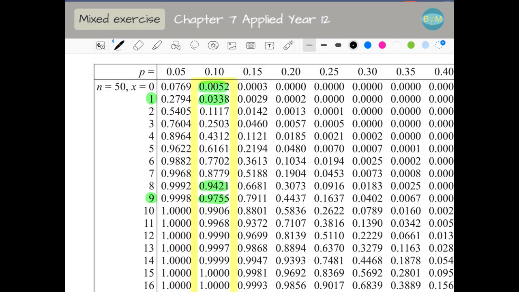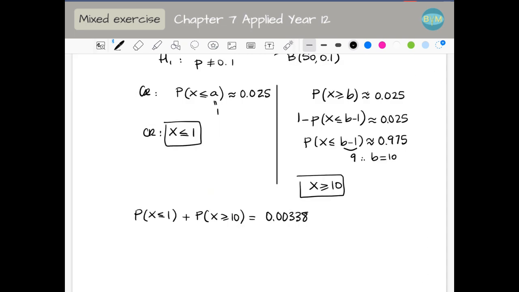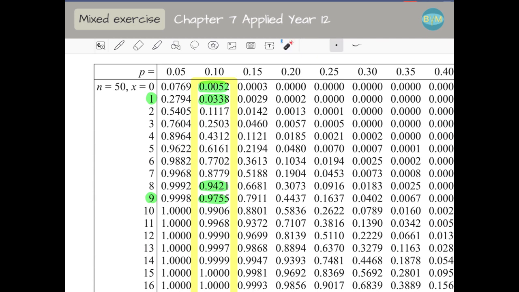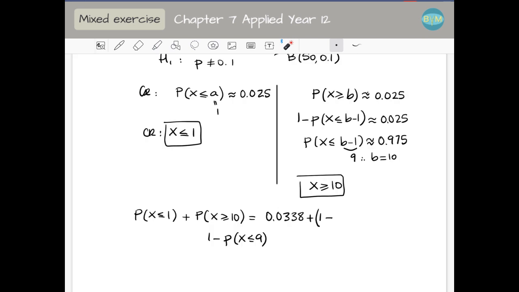0.0338. No, just 1 0. Sorry. 0.0338 plus the probability of being greater or equal than 10, which is 1 minus the probability of being smaller or equal than 9. Yeah, so I'm doing this. So 1 minus smaller or equal than 9 is this value here, 0.9755.